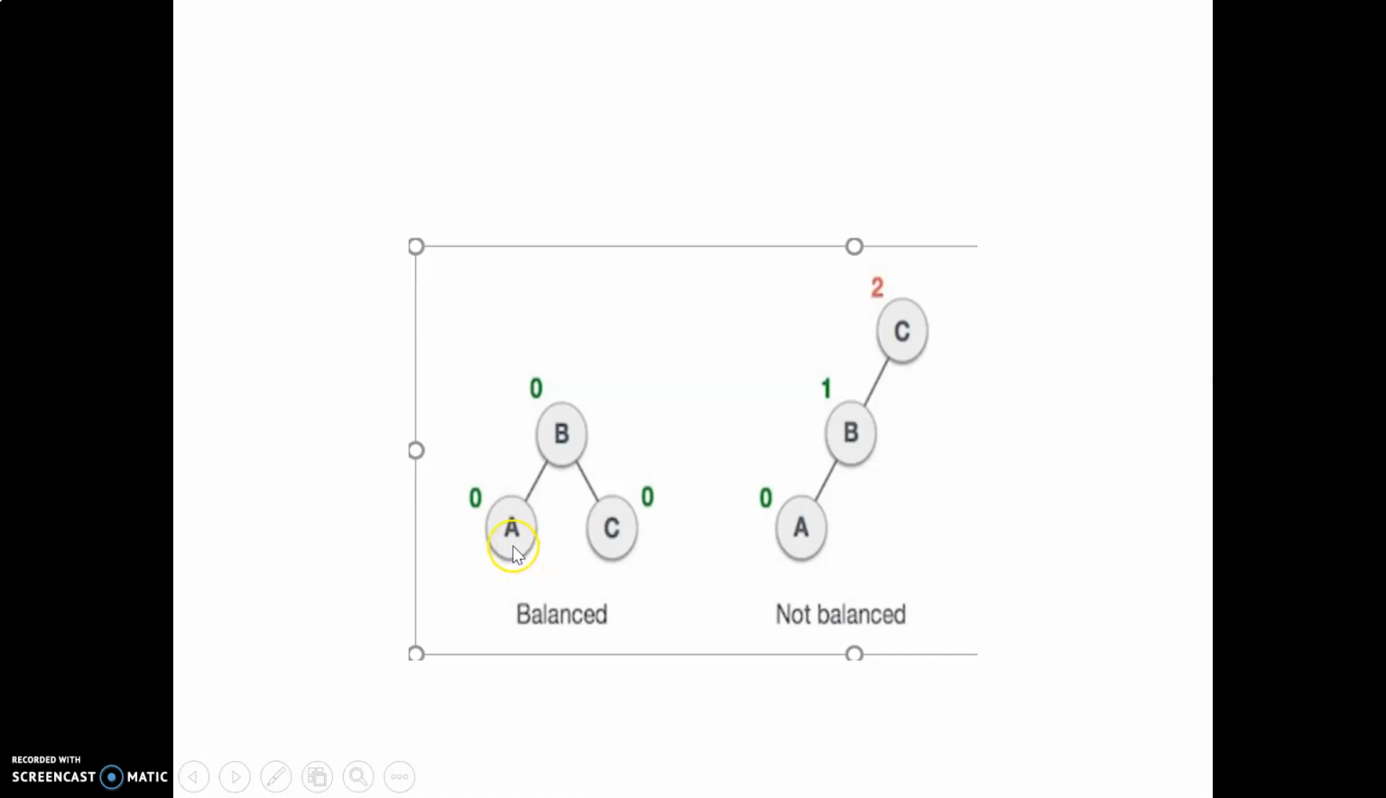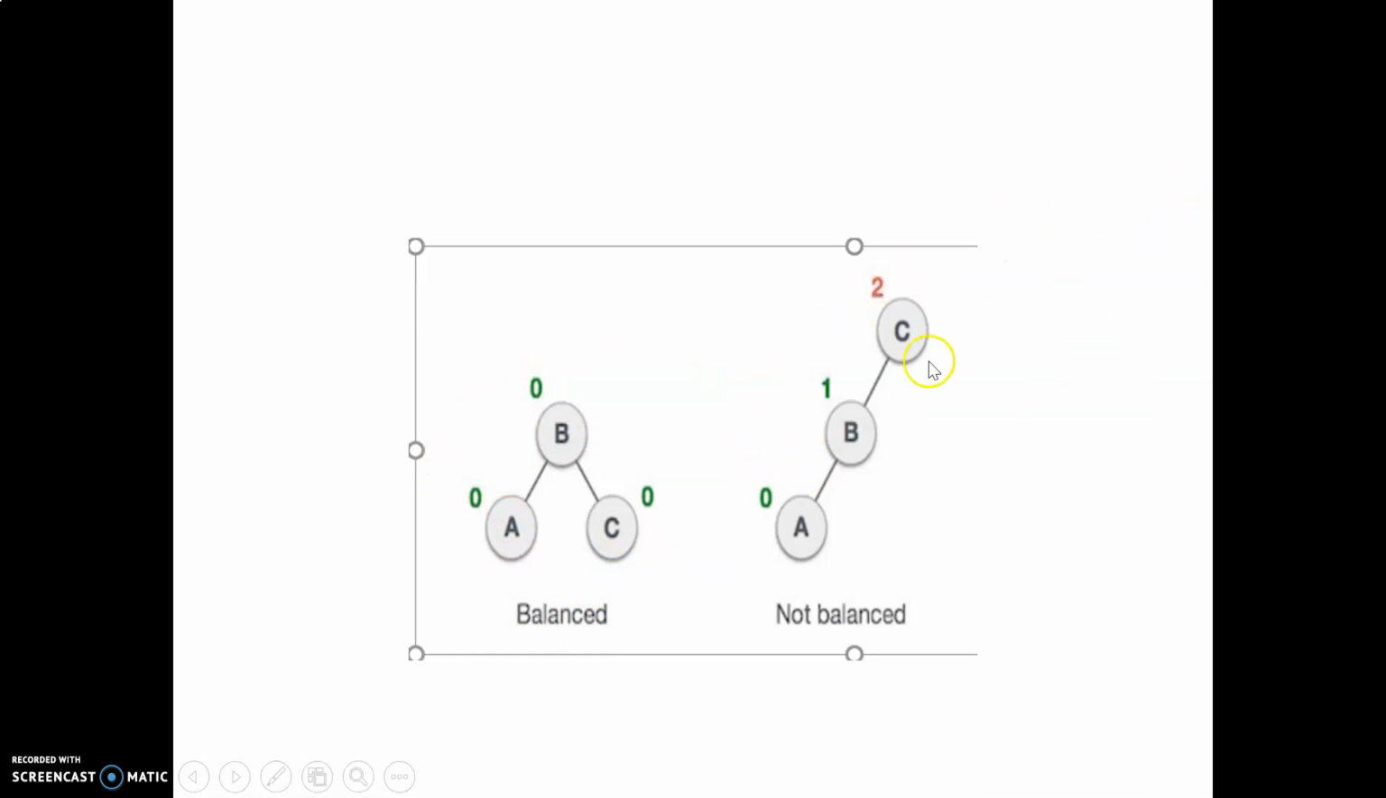Let us suppose the balancing factor of A will be the height of the left subtree, which is 0, and the height of the right subtree, which is also 0. So 0 minus 0 will be 0. Again, in this case, the height of the left subtree is 1 and the height of the right subtree is again 1. 1 minus 1 will be 0. Again, in this case, the height of the left subtree is 0, the height of the right subtree is 0. So again, the balancing factor of this node is 0 minus 0, that will be 0. Since every node has balancing factor 0, this tree is already balanced.